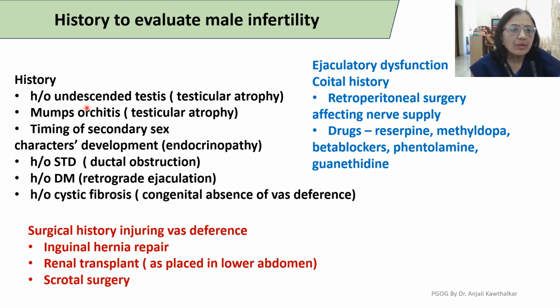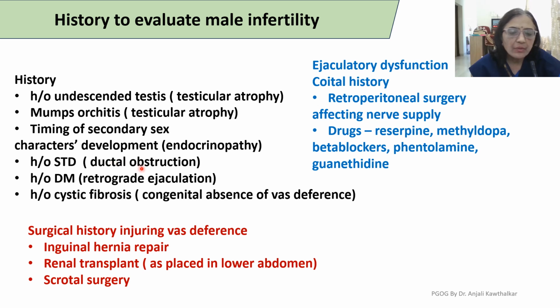In history of undescended testis, whether it was corrected and at what age it was corrected, especially to rule out testicular atrophy. Delayed correction of undescended testis will lead to testicular atrophy. Mumps orchitis also leads to testicular atrophy. We have to take history of timing of secondary sexual character development, mainly to see whether there is any associated endocrinopathy.